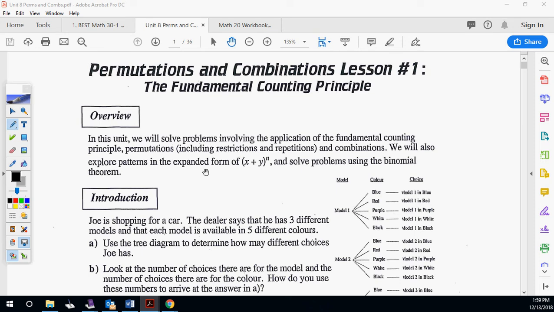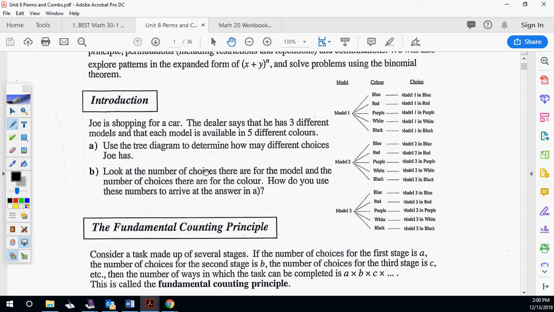One, starting with the fundamental counting principle. So in this unit, we're going to solve problems involving application of the fundamental counting principle with permutations, that's restrictions and repetitions, and combinations, okay? Permutations, combinations. We also explore patterns in the expanded form of (x + y)^n, and solve problems using this binomial theorem.